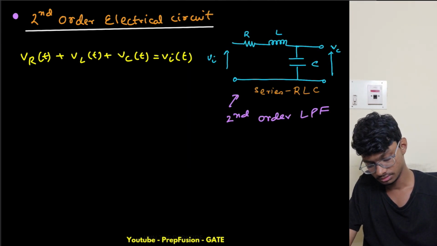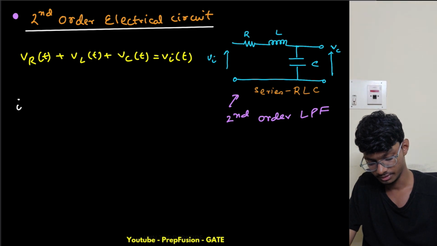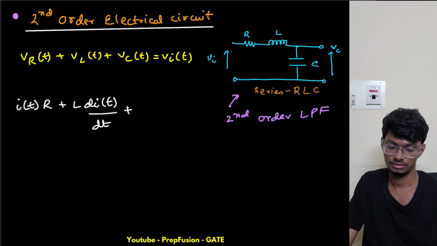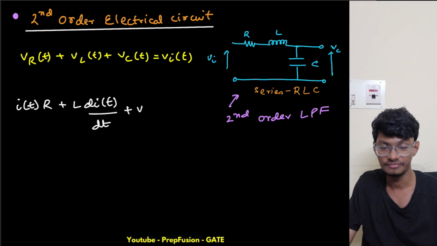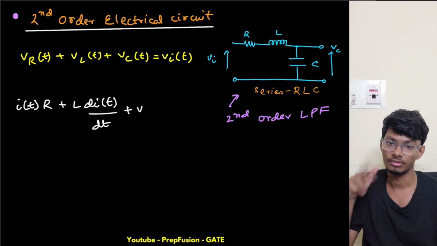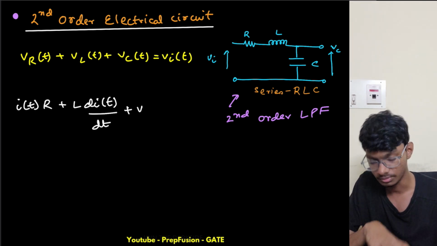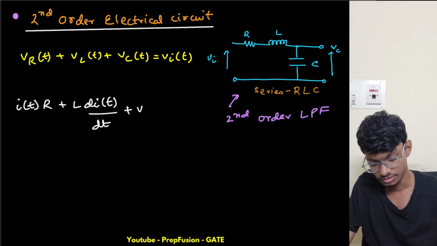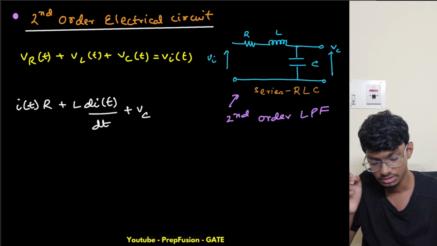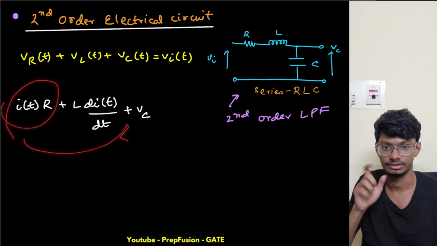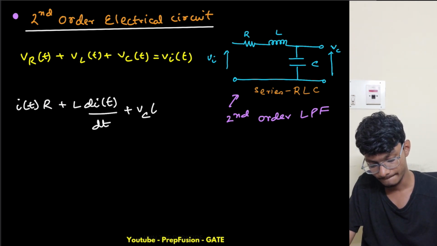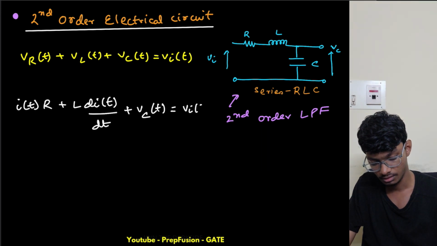So basically VR will be equal to I of t times R, and VL is L di/dt, plus VC is only VC of t. Why I can change: VC of t will be 1 by C times the integration of I of t. I don't want to bring integration terms here. I only want to work with differentiation terms. That's why I will write I of t in terms of VC of t, because I am measuring the response of the capacitor voltage.